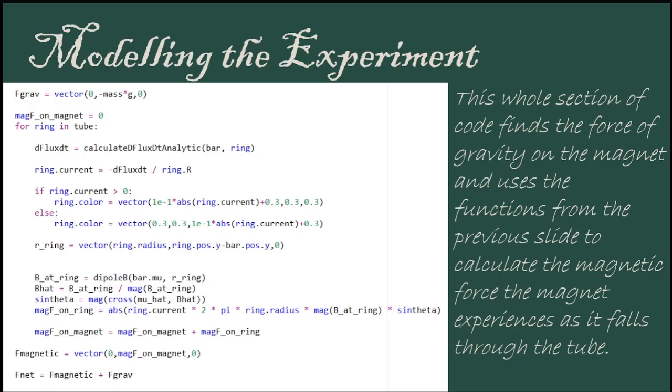Modeling the experiment, Part 2. This whole section of code finds the force of gravity on the magnet and uses the functions from the previous slide to calculate the magnetic force the magnet experiences as it falls through the tube.